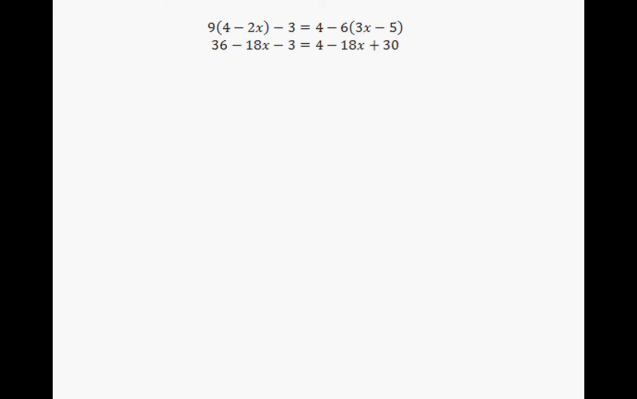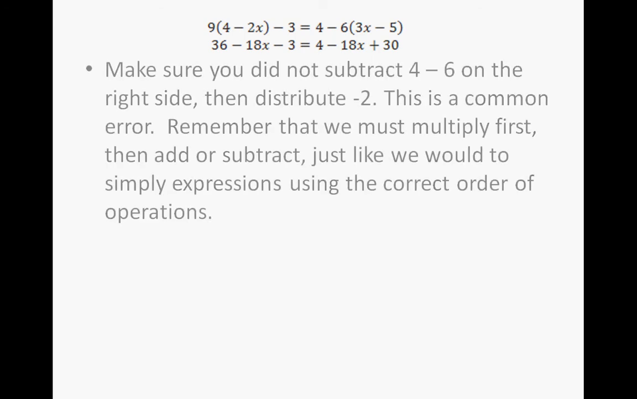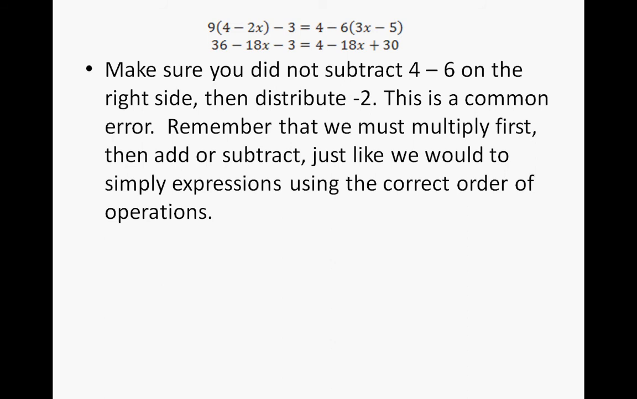So you would end up with 36 minus 18x minus 3 equals 4 minus 18x plus 30. Make sure you did not subtract 4 minus 6 on the right side up here. Then distribute the negative 2. This is a common error.